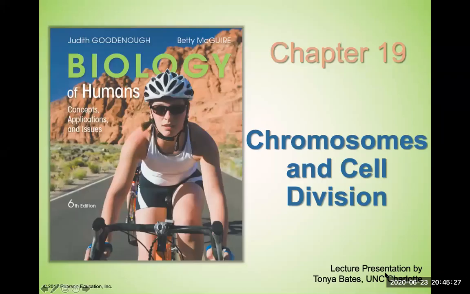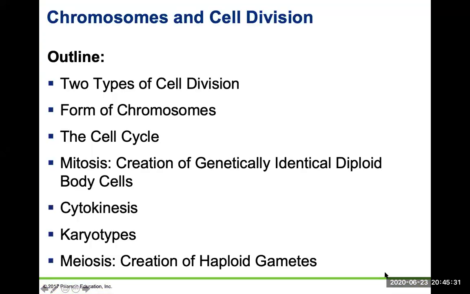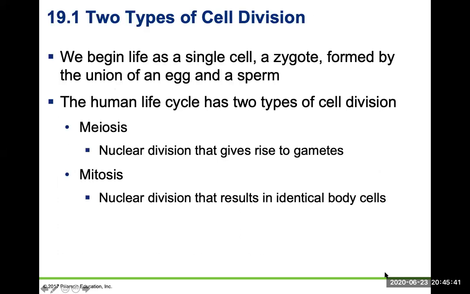Okay, so here we are with chapter 19, chromosomes and cell division. We'll look at the two types of cell division and we'll follow along this outline. So again, it goes along nicely and it builds off of reproduction. Now we'll kind of look at cellular reproduction.